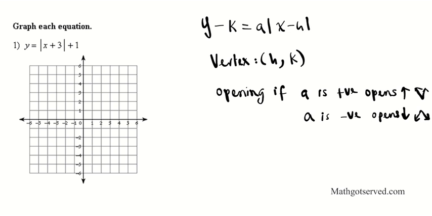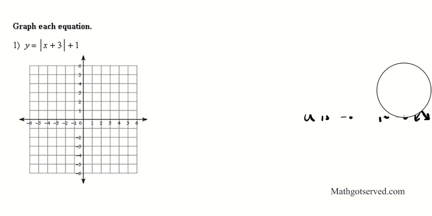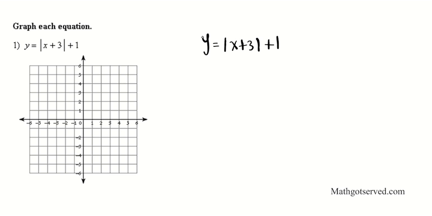All right, let's take a look at number one. First thing I'll do is place it in the general form and extract the vertex. For this problem, we have y equals the absolute value of x plus 3, plus 1. This 1 is not in the absolute value, so it doesn't affect x, it affects y. So I'll subtract 1 from both sides. That yields y minus 1 equals the absolute value of x plus 3. In this case, a is 1, since you don't have any number in front. So it's positive, and our absolute value function is going to open up.